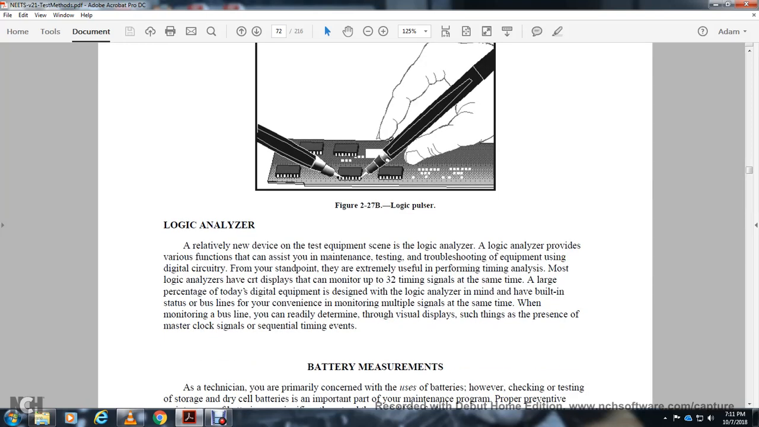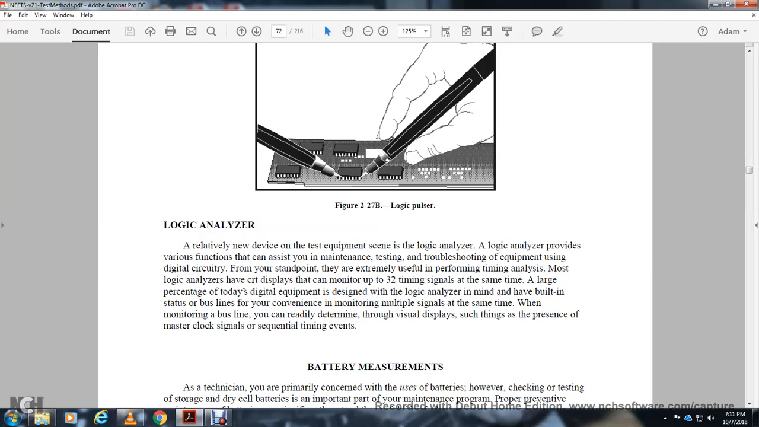Alright, the logic analyzer. A relatively new device among test equipment, the logic analyzer provides various functions for testing and troubleshooting equipment. From a standpoint of testing and analysis, it can display both logical and cathode ray displays, and can monitor 32 signals at the same time. A large percentage of today's digital equipment is designed with the logic analyzer in mind.